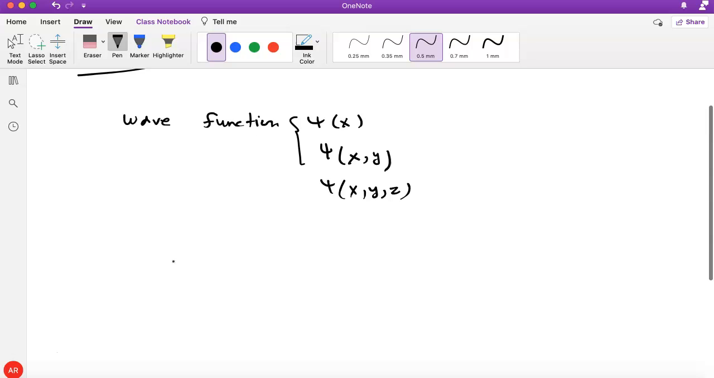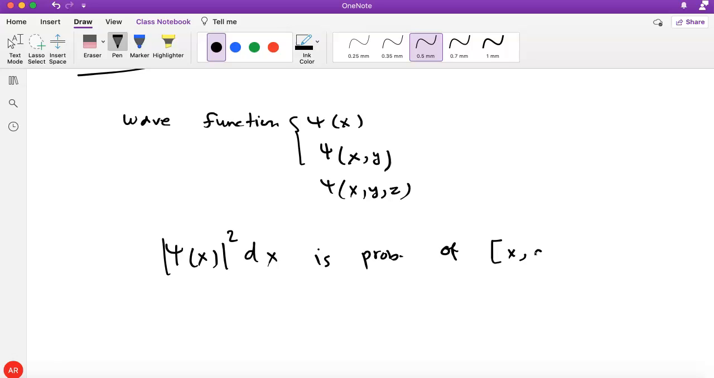And what we talked about was the interpretation that absolute value psi squared dx is the probability of finding the particle in an interval x and x plus dx. So in a tiny interval of length dx located at point x. So this absolute value of psi of x squared is something called the probability density.